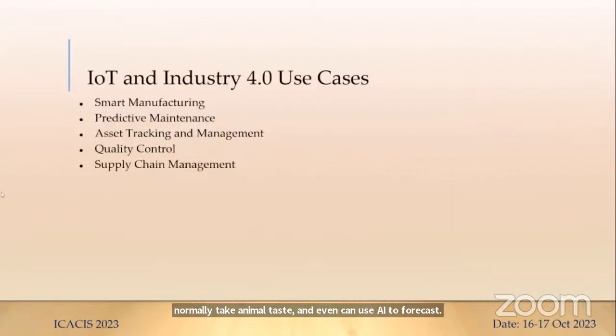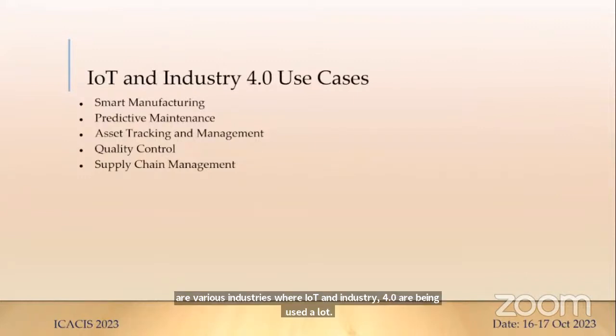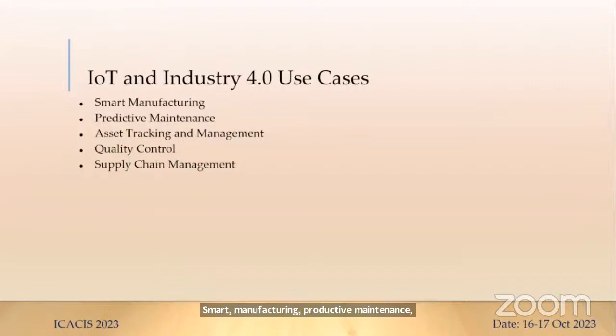There are various industries where IoT and Industry 4.0 are being used a lot. Smart manufacturing, predictive maintenance, asset tracking and management, quality control, and supply chain management.